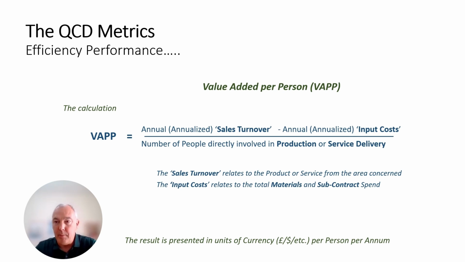So those would typically be made up of any raw material or subcontract activities that we've had to spend cost on in order to support those sales. Once we've determined that amount of value that's been added, we divide that by the number of people that have been directly involved in the delivery of that production or service activity. So the units of the value added per person would be in currency units, so maybe in pounds, dollars or euros, per person per annum.